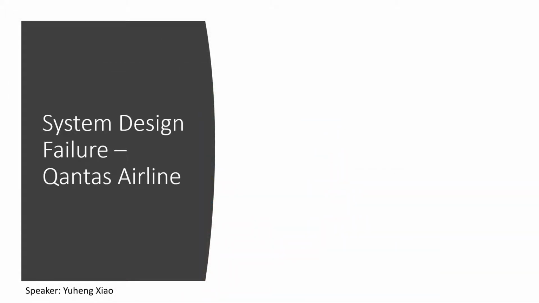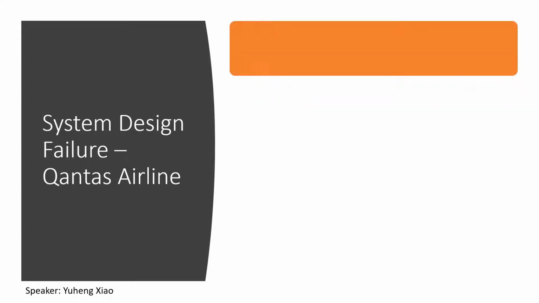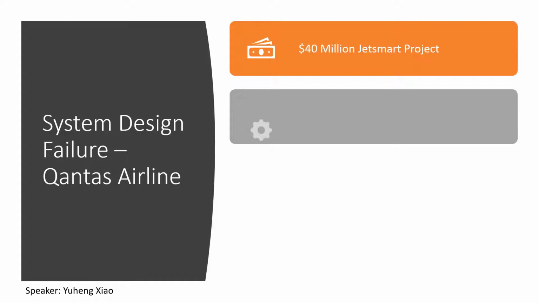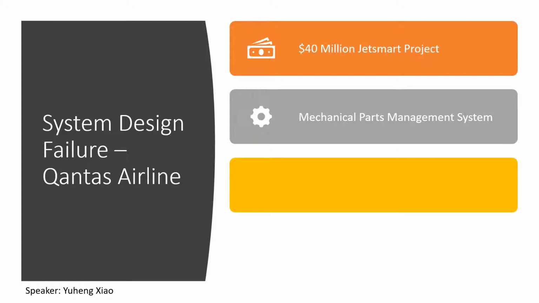Remember the largest causes of systems failing. Here is a related case. In 2008, Qantas, Australia's national airline, canceled its $40 million JetSmart project. In its JetSmart project, Qantas was trying to build a parts management system for the company's airplane mechanics. Unfortunately, the solution was so poorly designed and so complicated that the mechanics refused to use it.